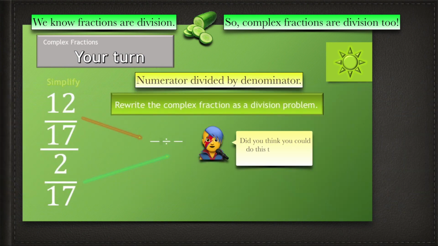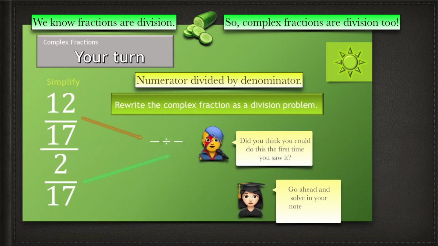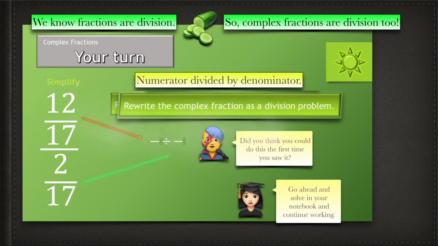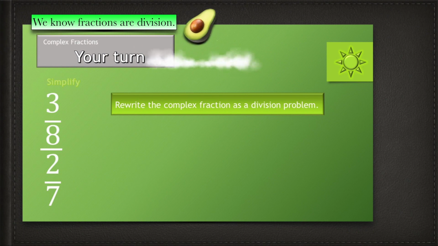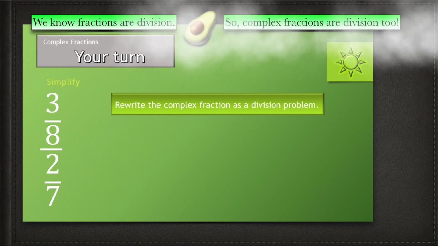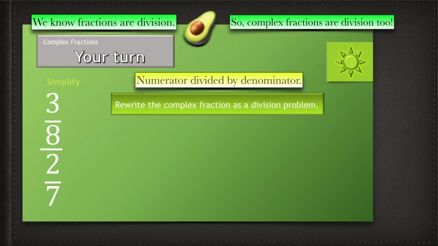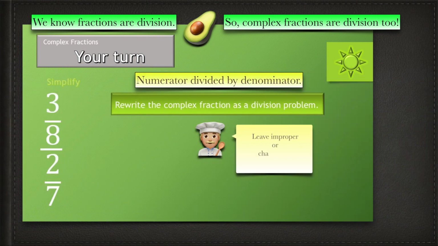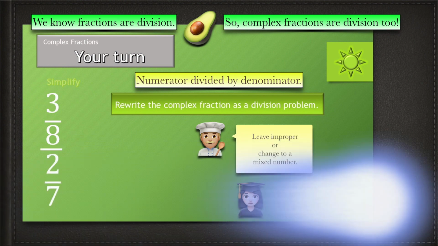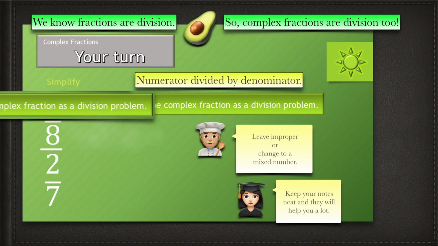Did you think you could do this the first time you saw it? Go ahead and solve in your notebook and continue working. Solve and simplify. And don't forget to eat your avocados. Good stuff. All right, rewrite this complex fraction as a division problem. Leave improper or change to a mixed number. Keep your notes neat, and they will help you a lot.